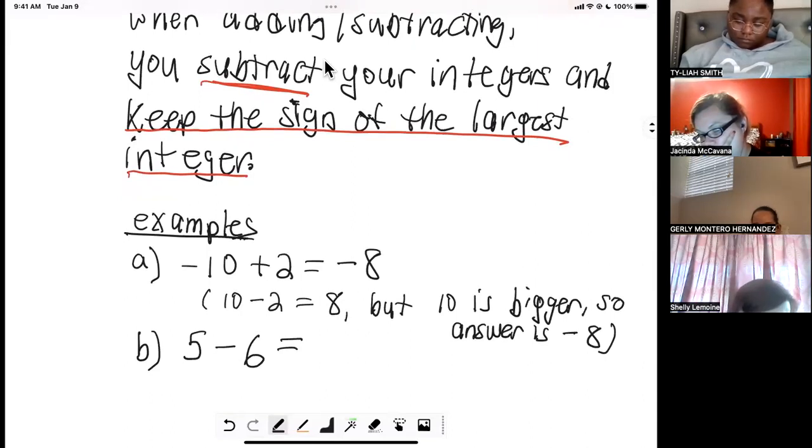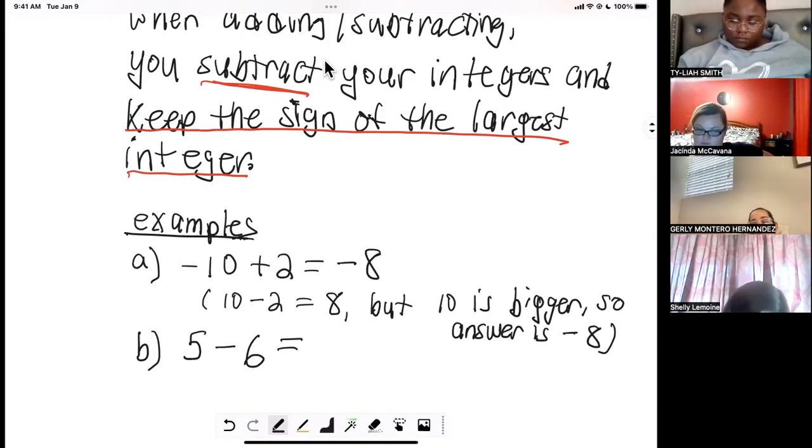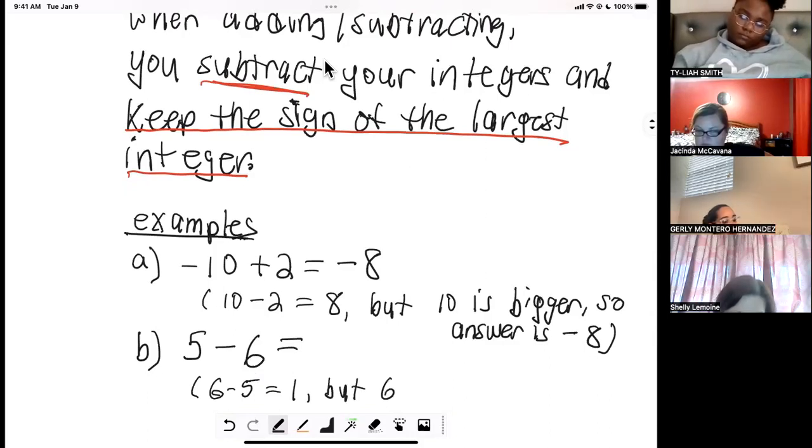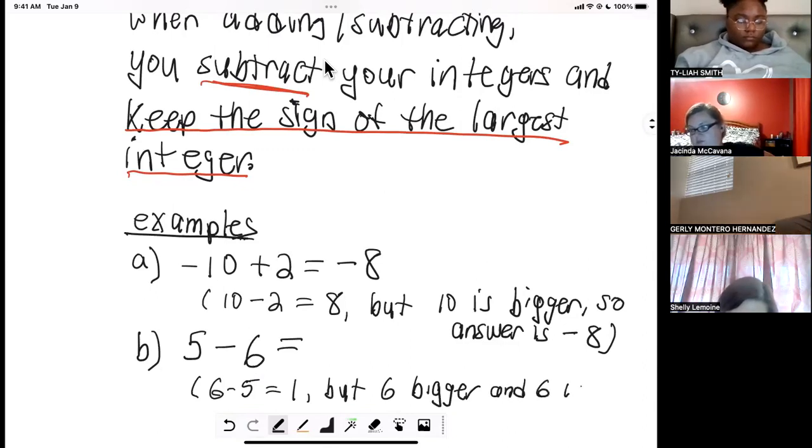This one, remember that the minus is a negative. So I'm looking at positive 5 and negative 6. Since 5 is positive and 6 is negative, because that minus is a negative, I have opposite signs. So I'm going to subtract. Again, in my head, I'm going, okay, 6 minus 5 is equal to 1, but 6 is bigger, and 6 is negative. So my answer has to be negative 1.